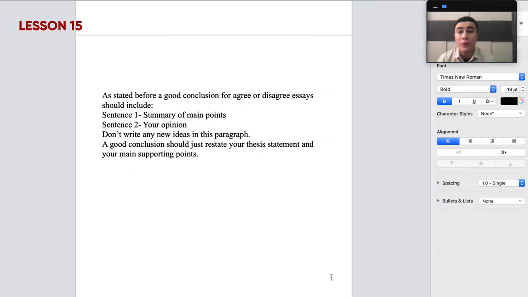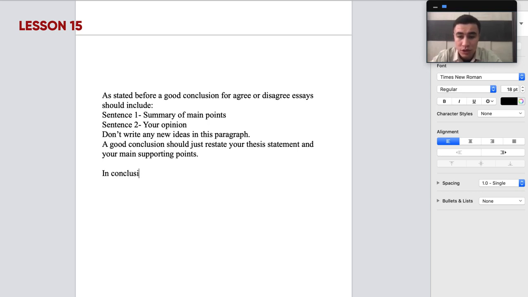conclusion. And now when it comes to conclusion, as stated before, a good conclusion for agree or disagree essays should include 2 sentences, summary of main points, and your opinion. Don't write any new ideas in this paragraph. A good conclusion should just restate your thesis statement and your main supporting points. Let's see how it's going to look like.